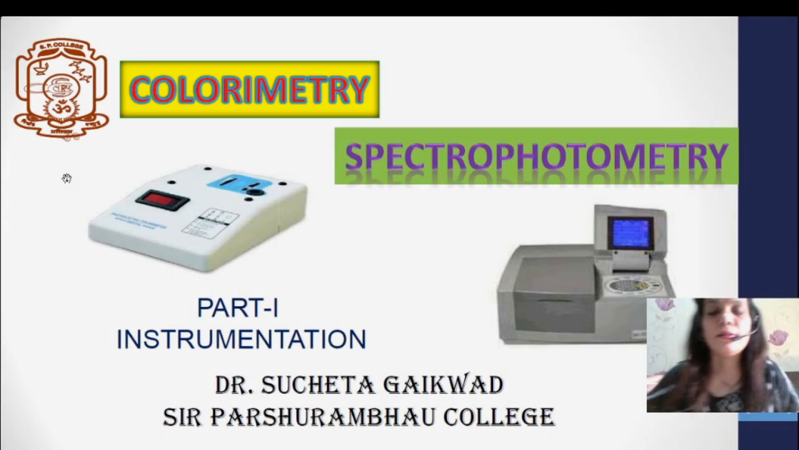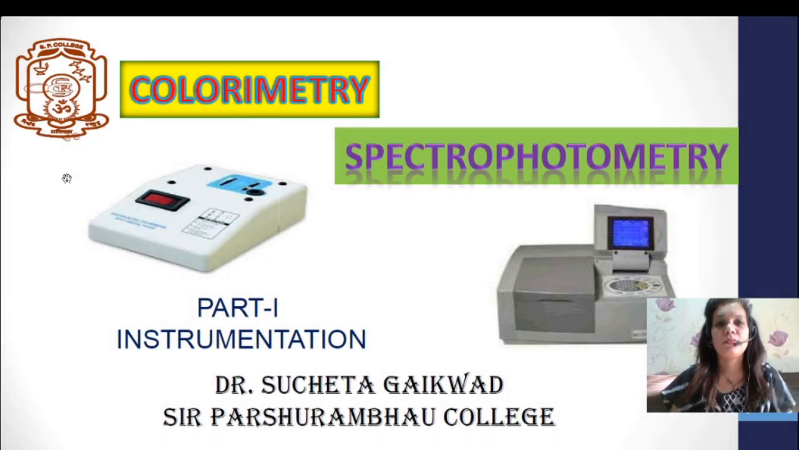Today we are going to see one of the simple instruments which has been utilized to study the interaction of atomic and molecular level with respect to radiant energy, that is, electromagnetic interaction of molecules and atoms, by using colorimeter and spectrophotometer. In this particular video we are going to learn in detail the instrumentation part of both the instruments.